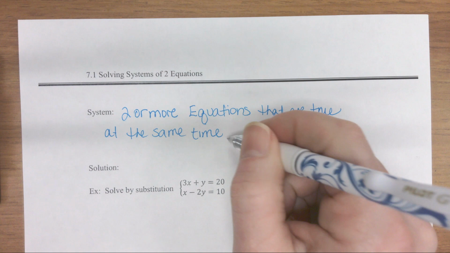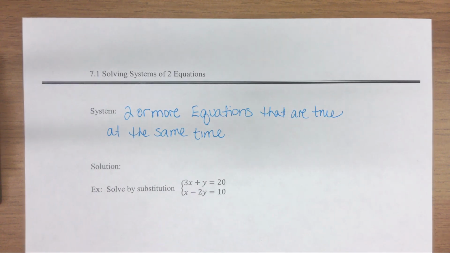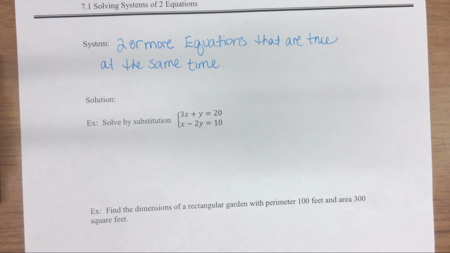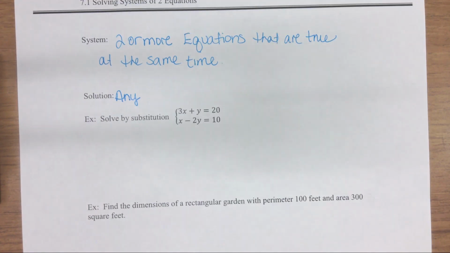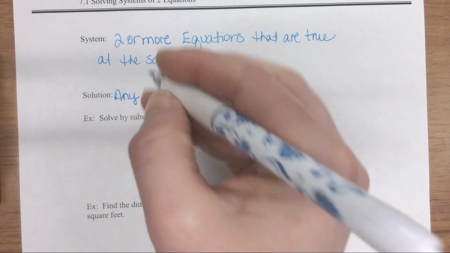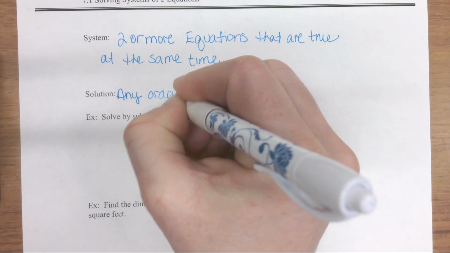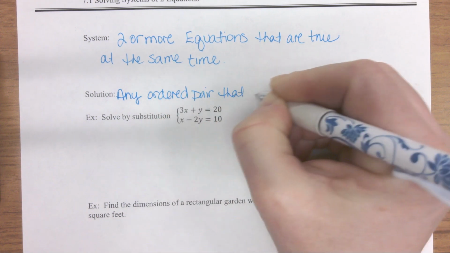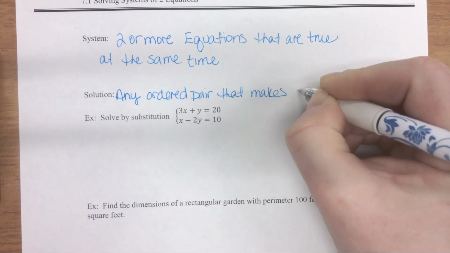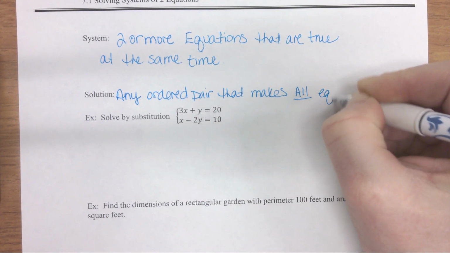But for today, all of our systems are going to have two equations. The solution. This is key because sometimes, especially on a multiple choice test, if I ask for the solution, you don't have to go through the math part of it. A solution is any ordered pair that makes all equations true.